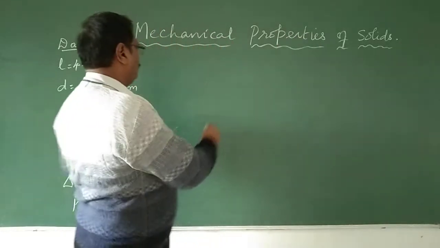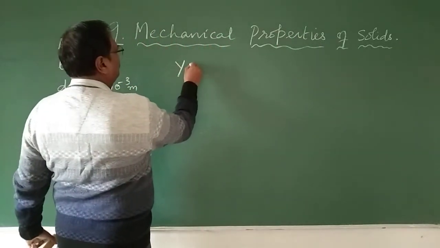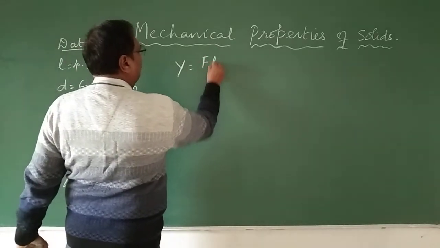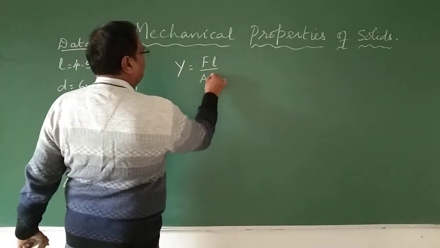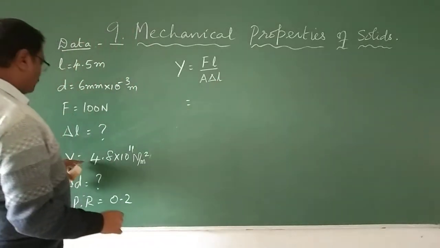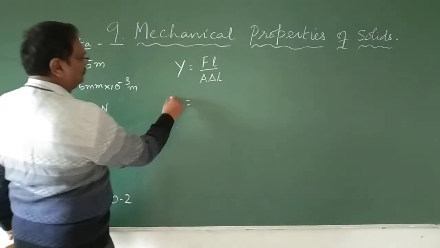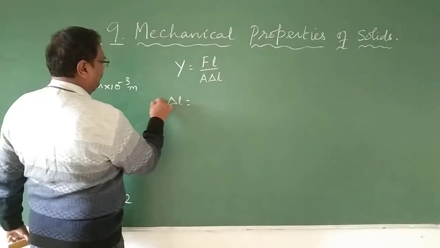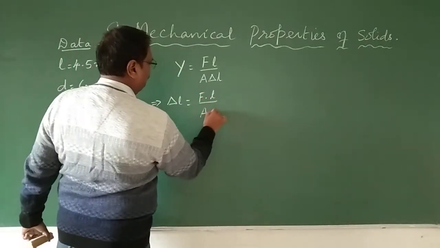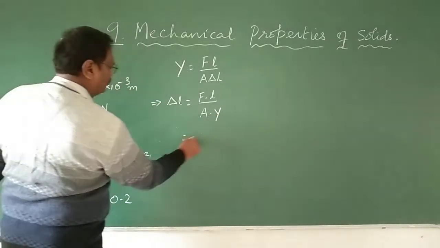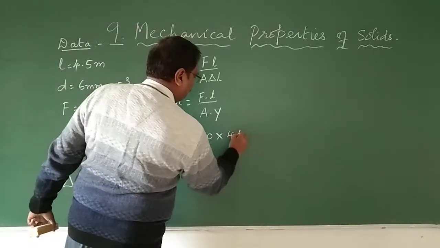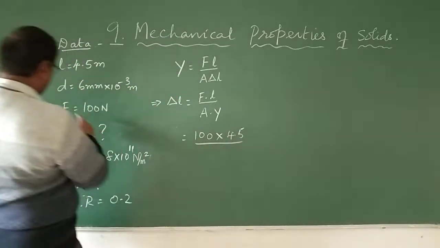So Young's modulus, stress upon strain, force upon area, F L upon A delta L. Young's modulus is given, we want change in length, which implies change in length is equal to F L upon A into Y. So force is how much? 100 Newton. Length is how much? 4.5 meter, divided by area.